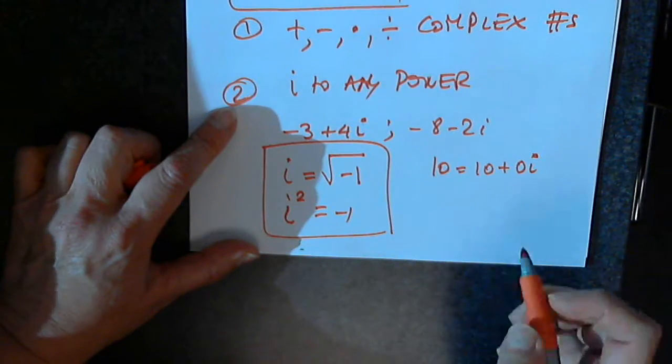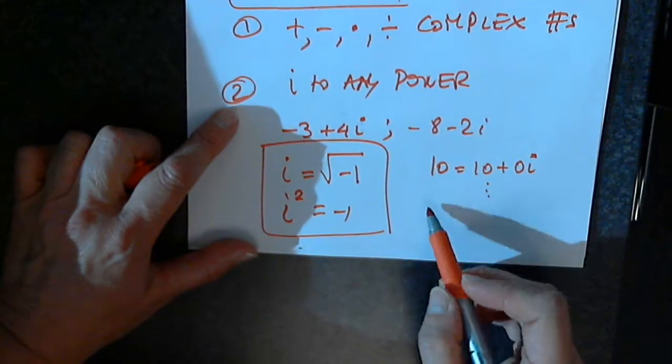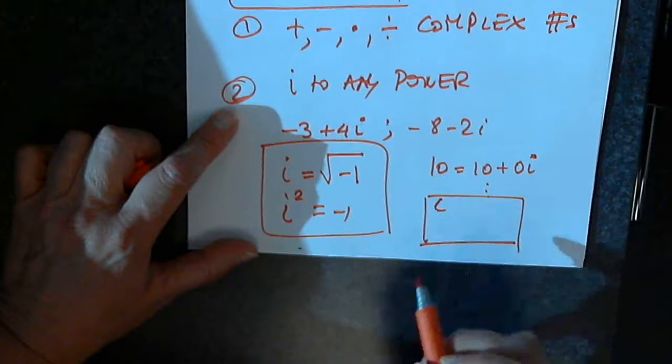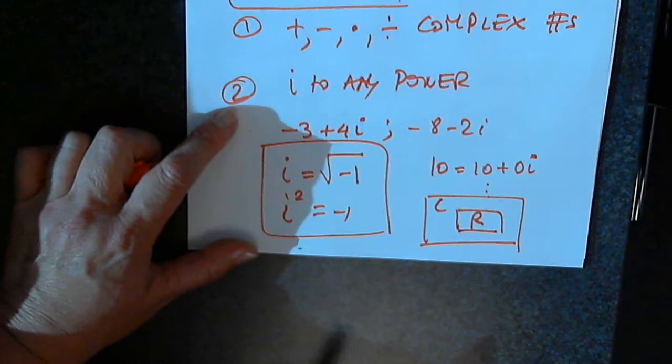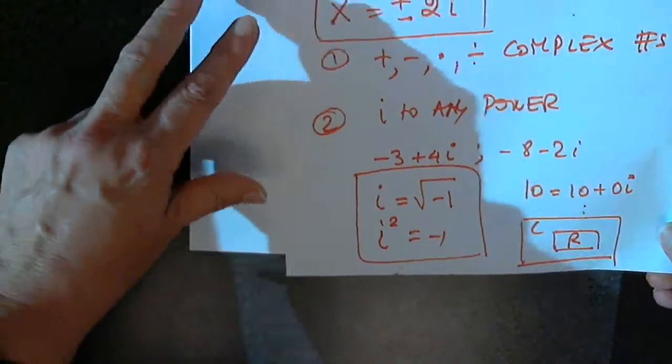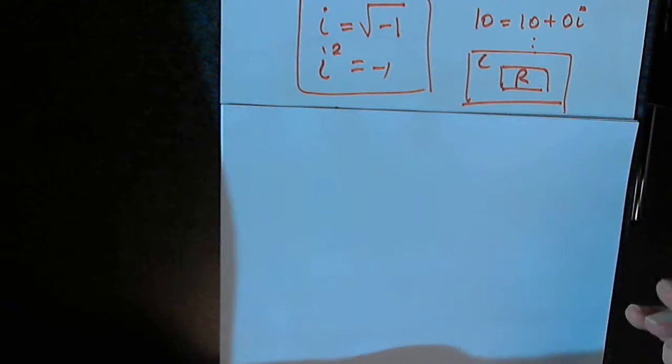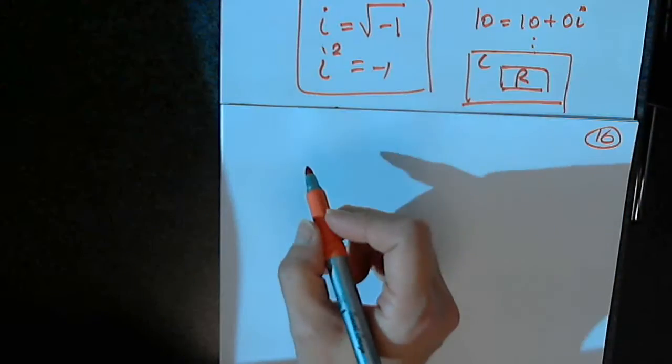Okay, and so on and so forth. So therefore, these are complex numbers, and the real numbers are inside. So we have two complex numbers. We want to add, subtract, multiply, and divide them. So let's start by adding them.